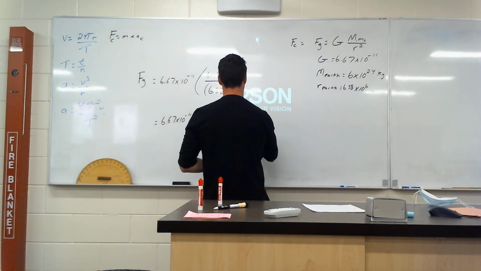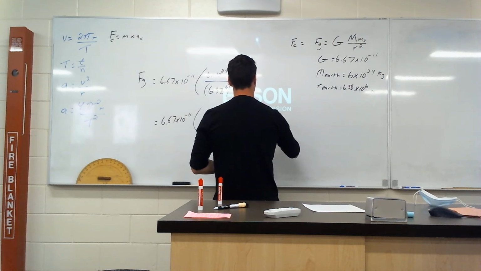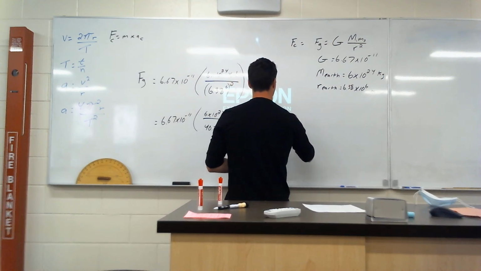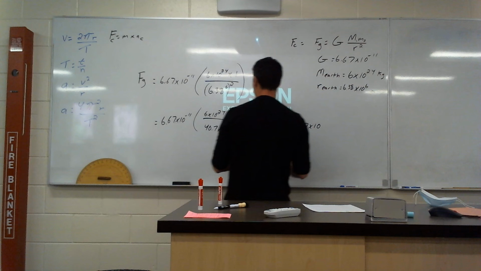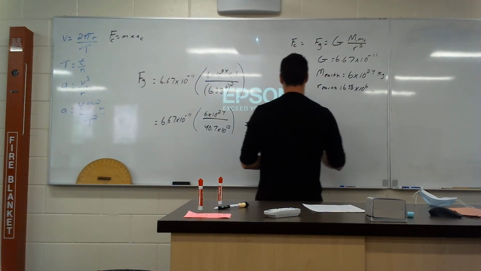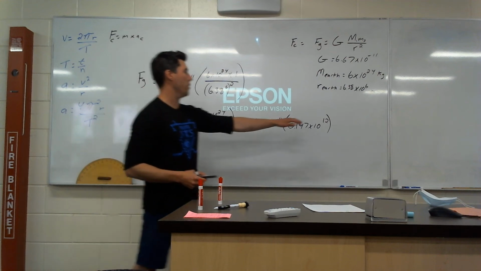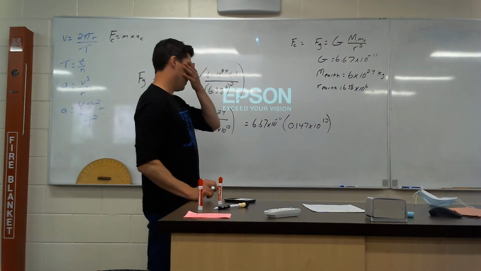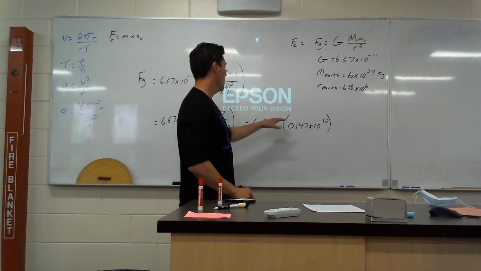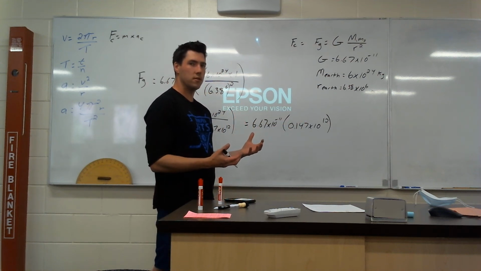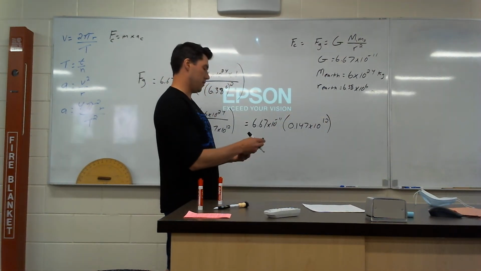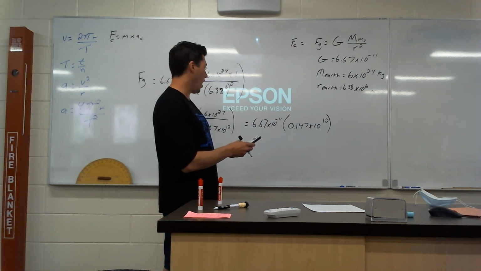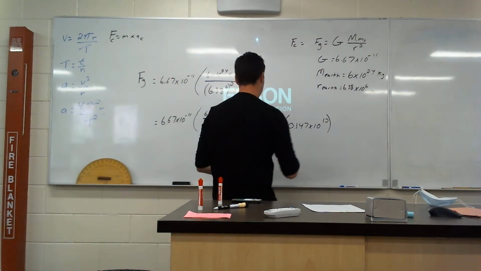Okay? So this is going to turn into 6.67 times 10 to the negative 11, multiplied by 0.147 times 10 to the, right now, 12. Okay, I went 24 minus 12, so now I have a power of 12. Okay, and lastly, I'm going to make sure I multiply these. Okay, when I multiply powers, you are going to add the actual powers. So what is 6.67 times 0.147? I get 0.98.